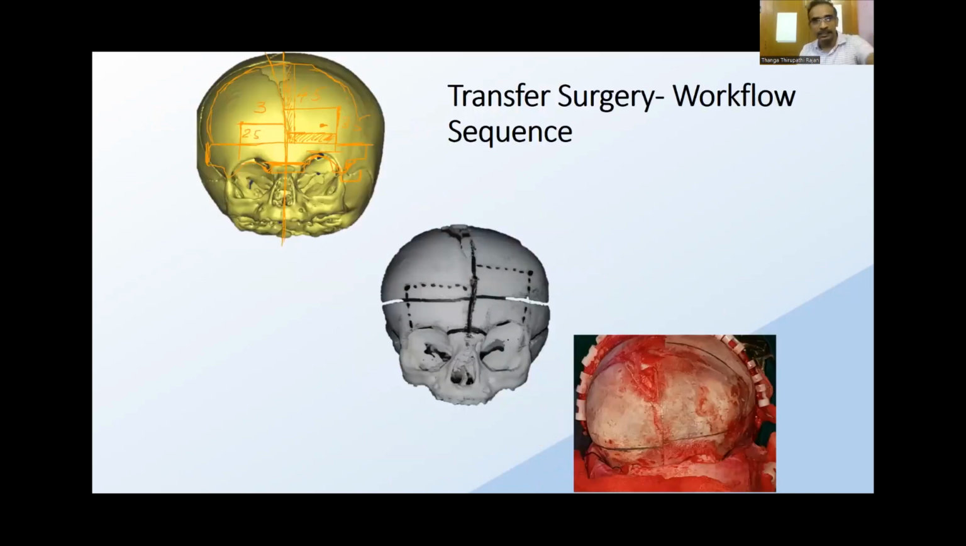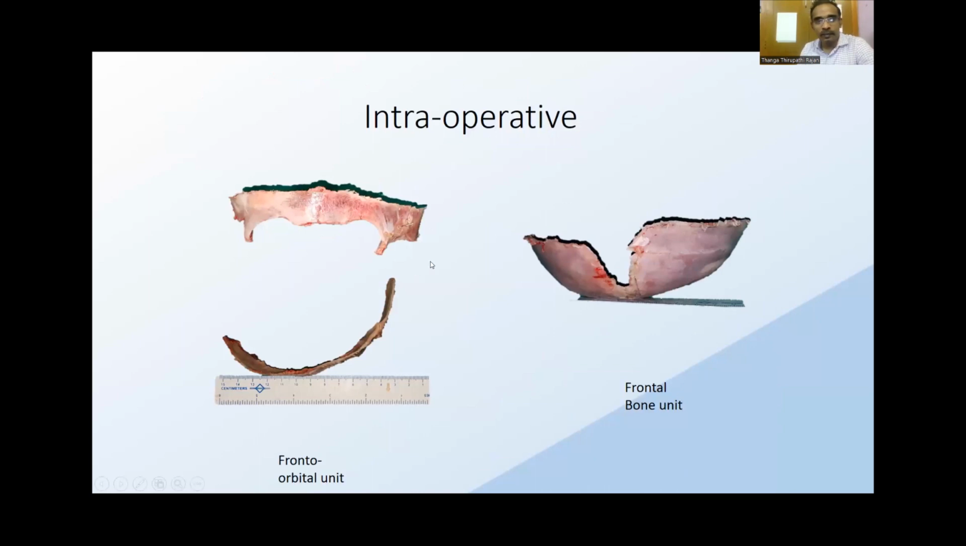So this is the skull model we made, and this is the intraoperative picture. These are the two supraorbital ridges that are exposed, and this is before osteotomy. We mark all the osteotomies. This dark line is all the osteotomies we marked. So now we have removed the fronto-orbital bandeau, and you can see how it is there. And this is the frontal bone unit we have removed.